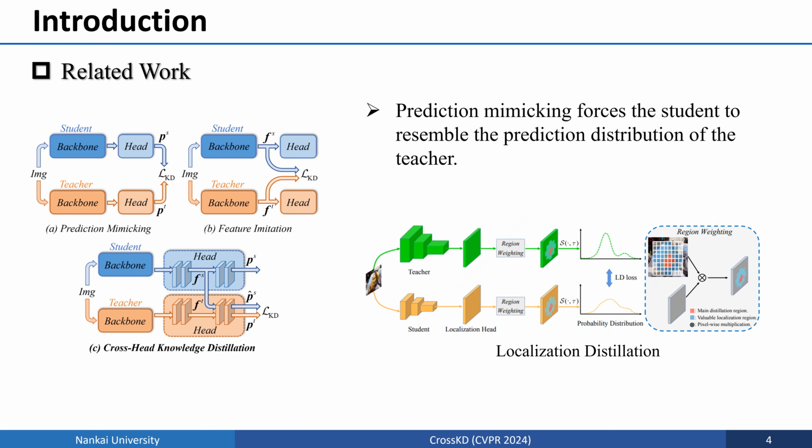Prediction mimicking plays a vital role in distilling object detection models, but it has been observed to be less efficient than feature imitation for a long time. Despite just catching up with the advanced feature imitation methods, LD shows that prediction mimicking can transfer task-specific knowledge. This motivates us to further improve prediction mimicking.